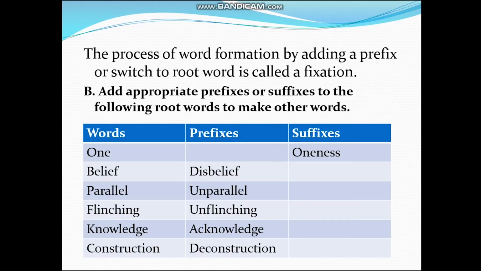So, the process of word formation by adding a prefix or suffix to a root word is called affixation. Now we will add appropriate prefixes or suffixes to the following root words to make other words. For example, here are some words: one, belief, parallel, flinching, knowledge, construction. And we will add suffixes or prefixes where necessary. One, oneness, belief, disbelief, parallel, unparallel, flinching, unflinching, knowledge, acknowledge, construction, deconstruction.